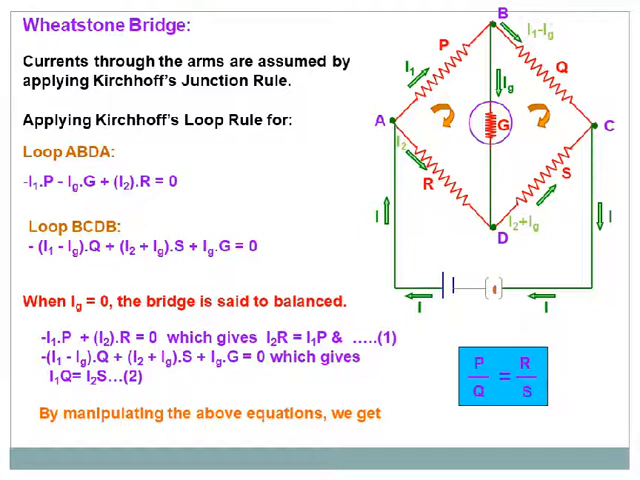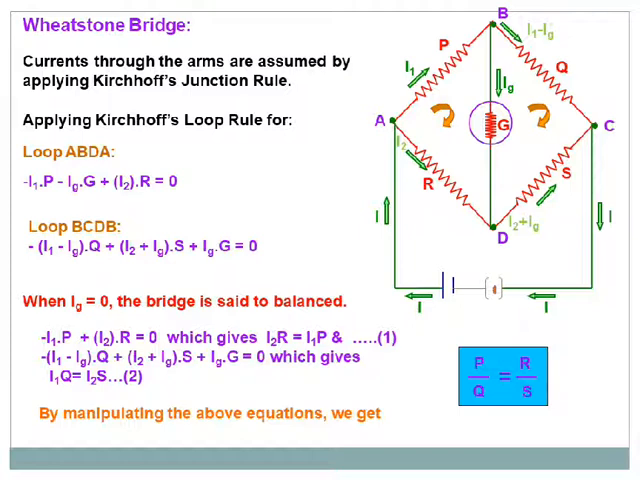While moving from D to A, current is in the opposite direction of the tracing path. So it should be positive. So it is plus I2 R. So the summation of all this should be 0 according to the law. So it is minus I1 into P minus Ig into G plus I2 into R is equal to 0. So this is the first equation we are getting.